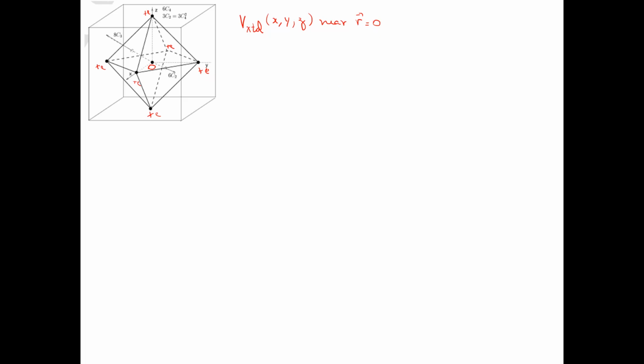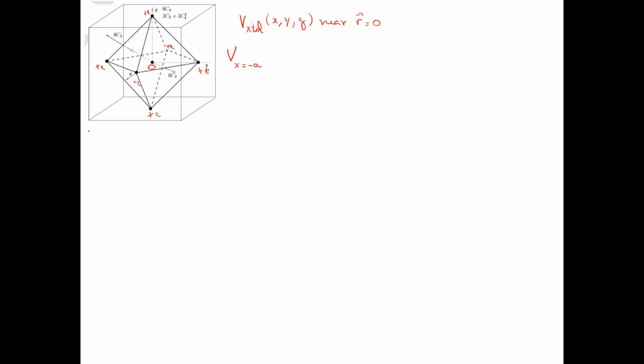The contributions of electrostatic potential for these 6 different charges. Okay, so let's look at one of them individually first. Let's look at the contribution from the charge at x equals minus a.